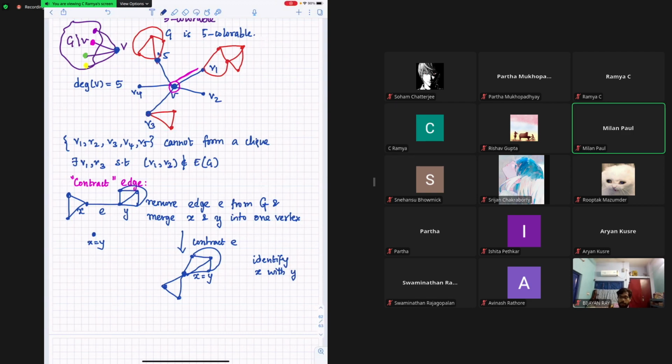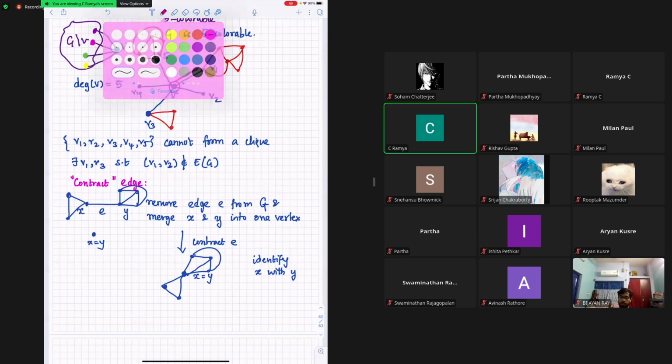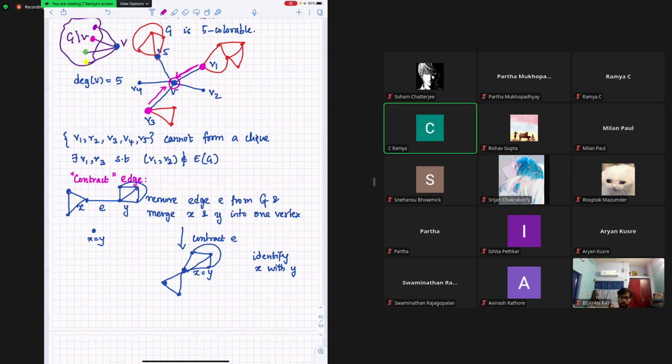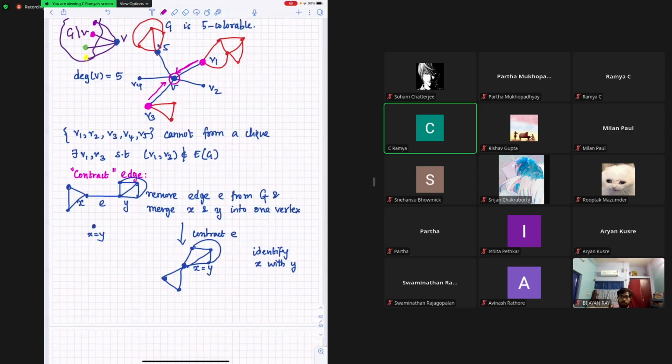Okay. So now what we are going to do is, we know that V1 and V3 are the chosen vertices that are not adjacent. So let's contract these two into V. So you have a big blob V, and all the neighbors of V1 become neighbors of V, and all neighbors of V3 also become neighbors of V. This is very important.